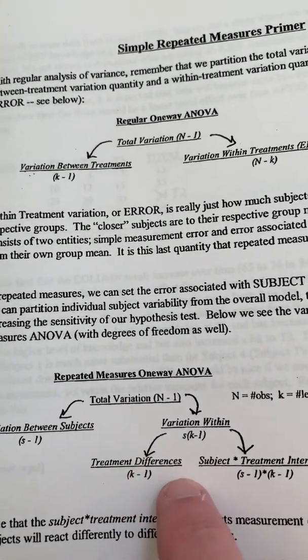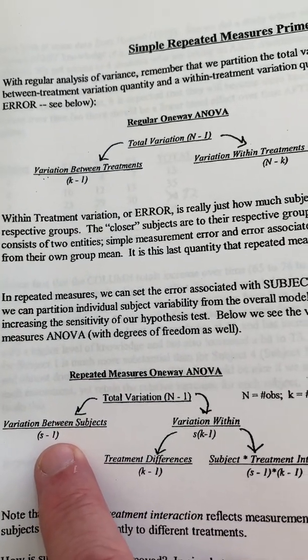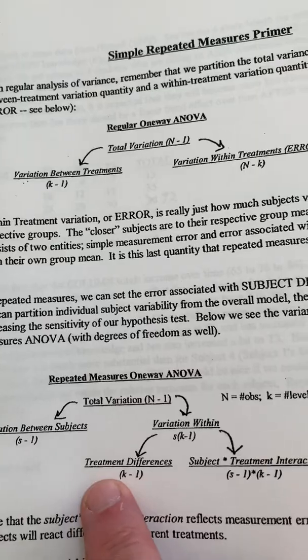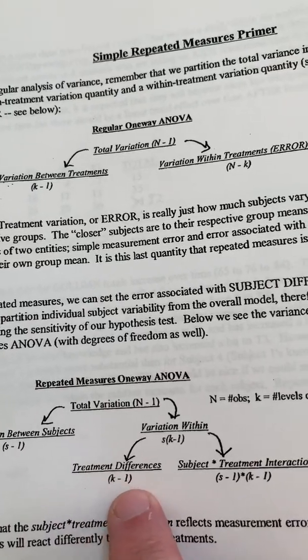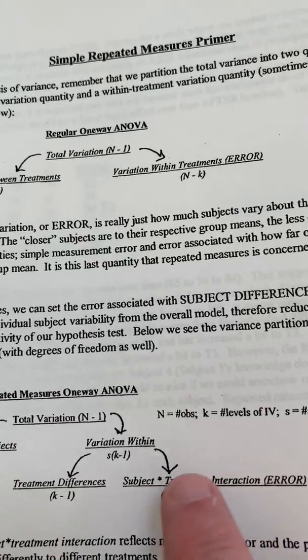So a person's score is a function of the grand mean plus variation between subjects, okay, plus then tau, which are treatment differences, and then the subject by treatment interaction, which ends up being the error term.